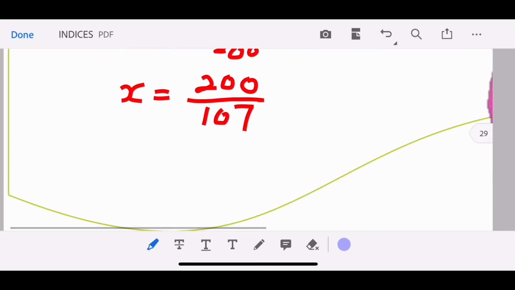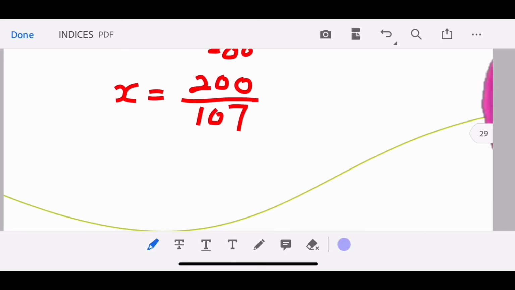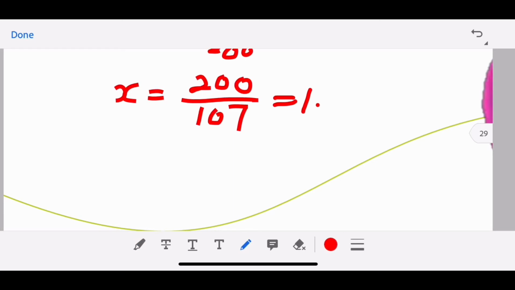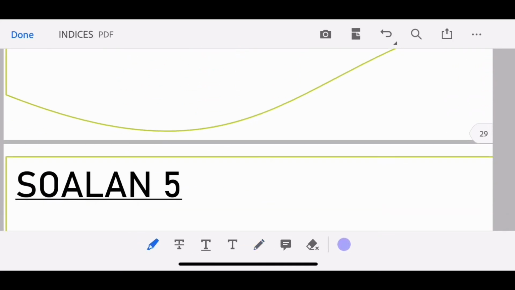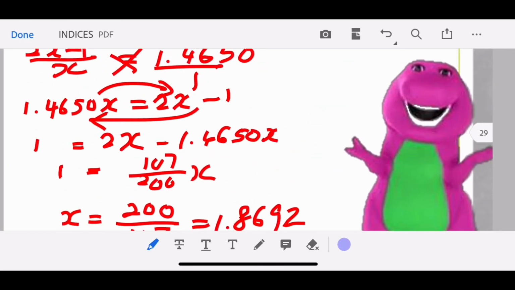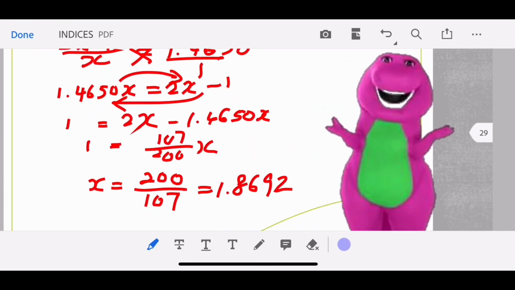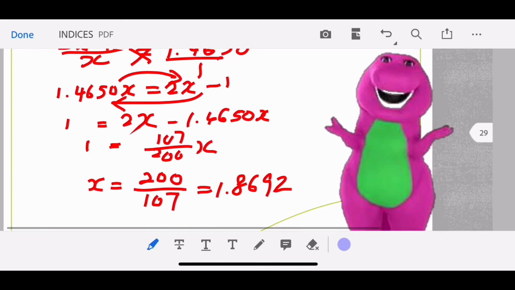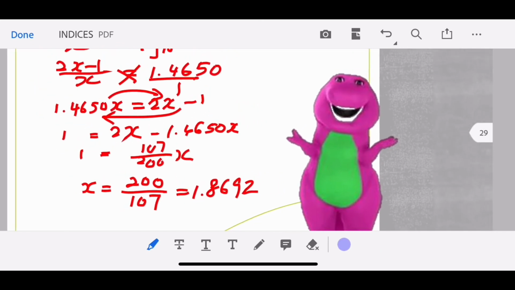Okay, so if you write in decimal, make sure you follow the instruction. If they never mention how many significant figures, you just leave your answer in four significant figures. Alright, so it's quite simple. I think everyone can do. So it's 1.8692, right? So if you want to write in 4 significant figures, it will be 1.869. Alright, I'm sure you can do well if you keep on practicing.